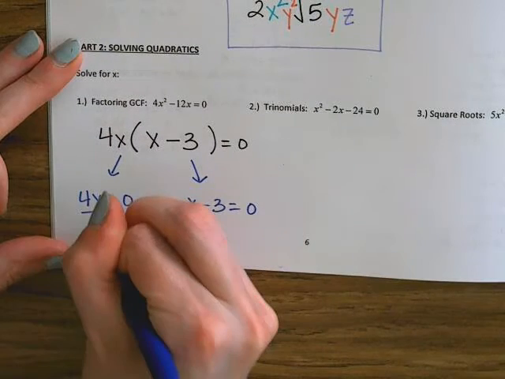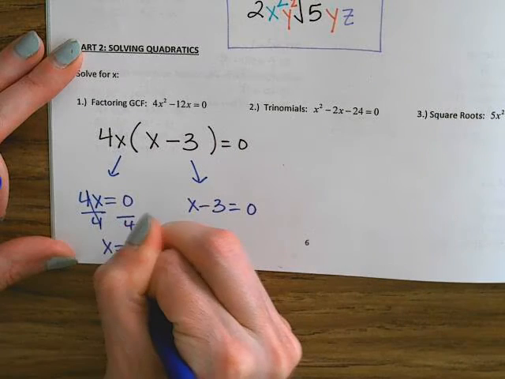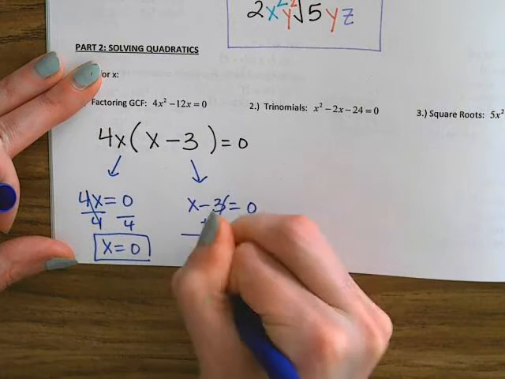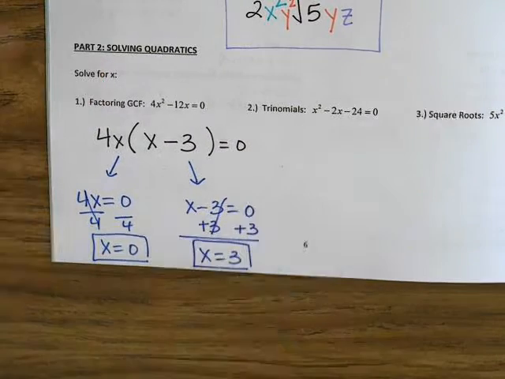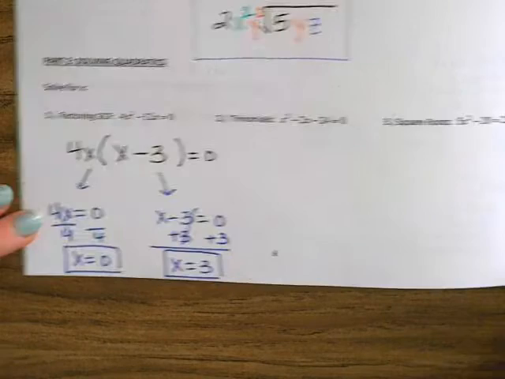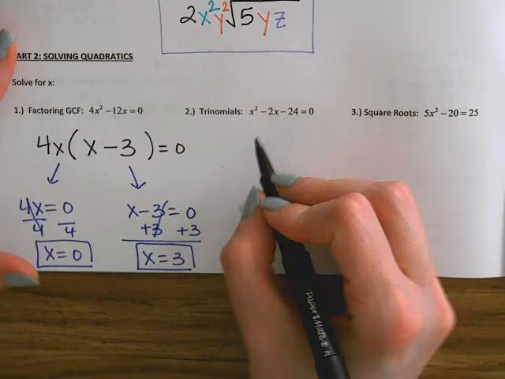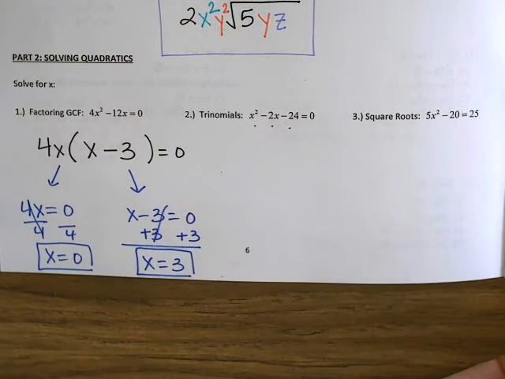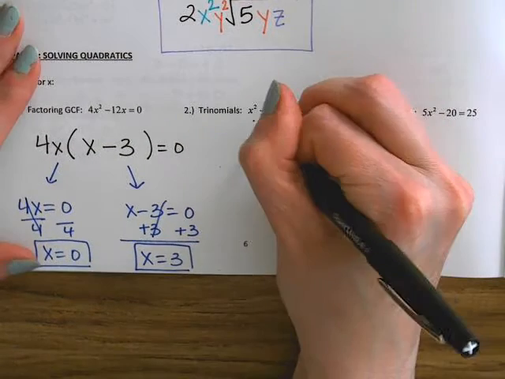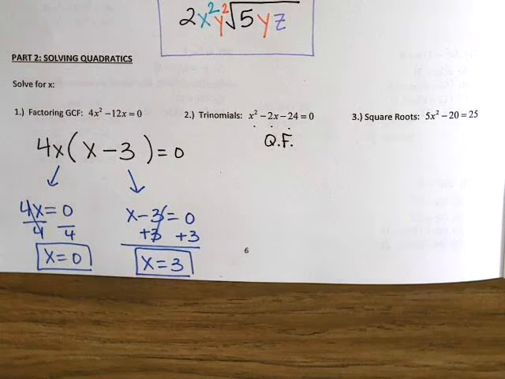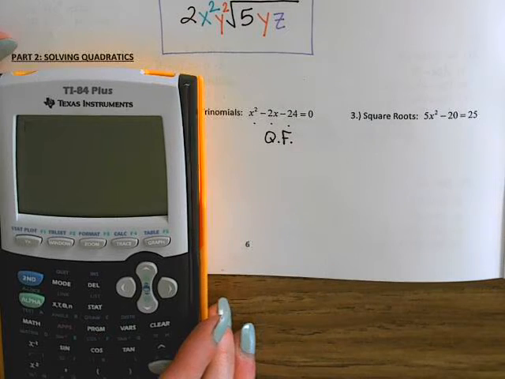So if you divide both sides by 4, this one's 0, and then this one, if you add the 3 over, you get x equals 3. Okay, so that's how you solve it when there's a GCF. Now, to be honest with you guys, trinomial, you could do the MA table or you could do the quadratic formula. And that's that story about the boy. Whatever you guys like better. So I feel like you guys like the story about the boy better, so I'm going to do that one.